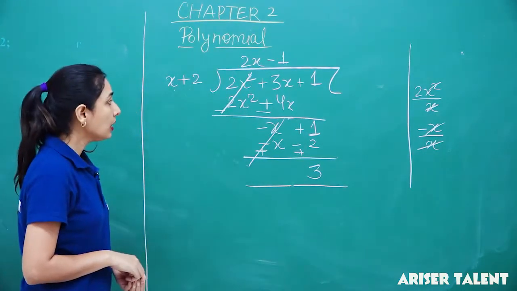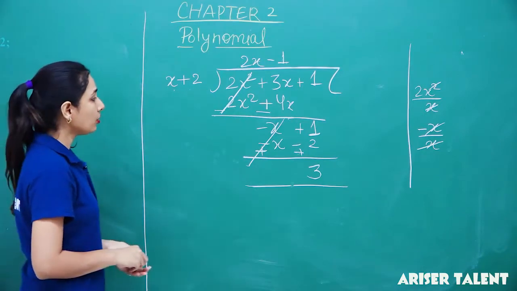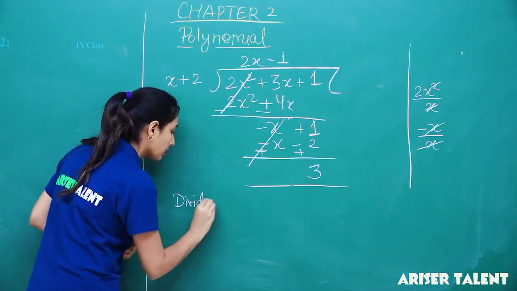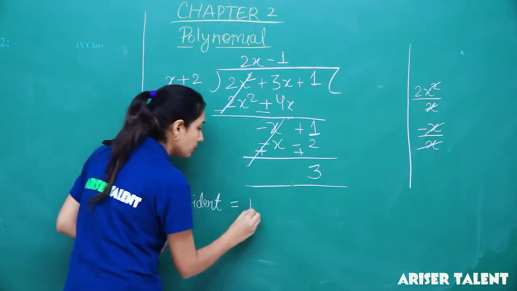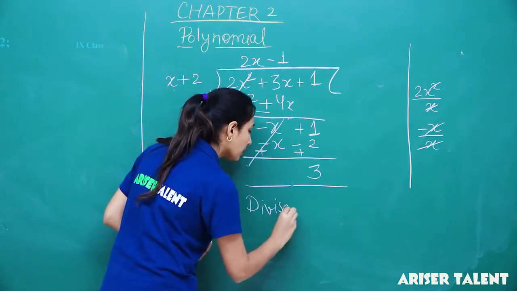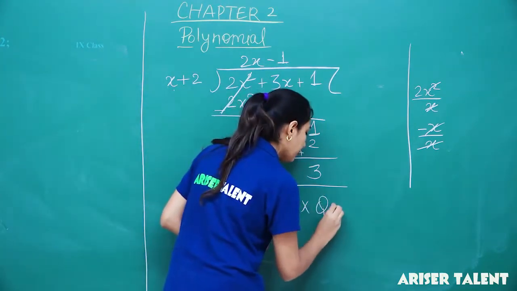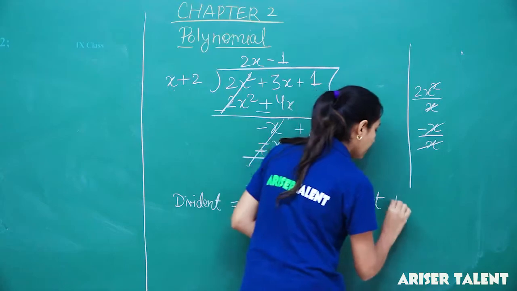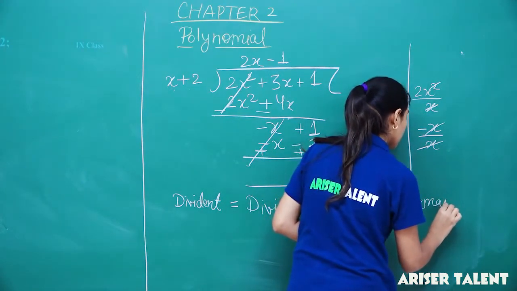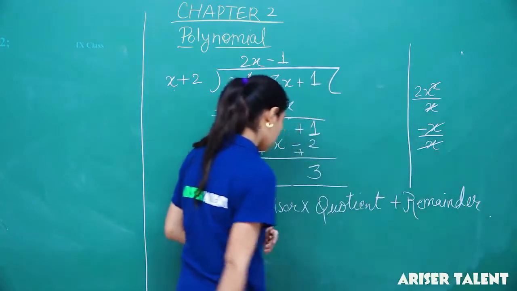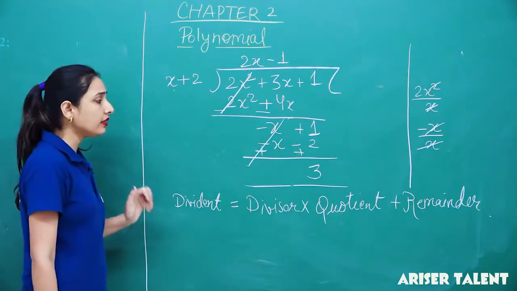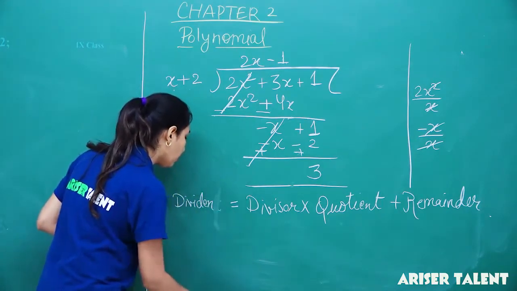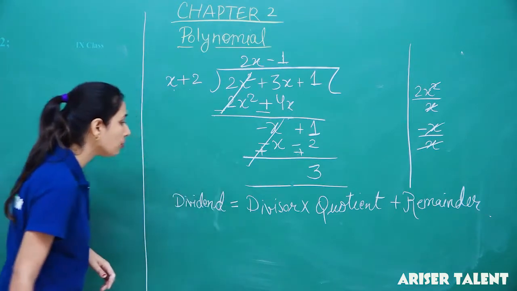Okay. So, in this case, we can conclude that our dividend equals divisor multiplied by quotient plus remainder. Is this true or not in this case? We have quotient and divisor and dividend. Okay. So, what are we waiting for? We can simply check whether it is true or not for this.